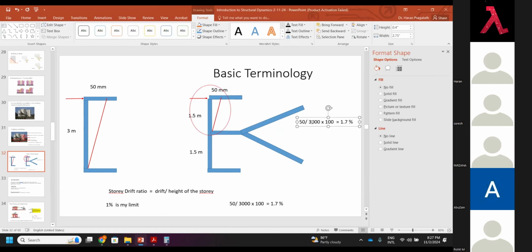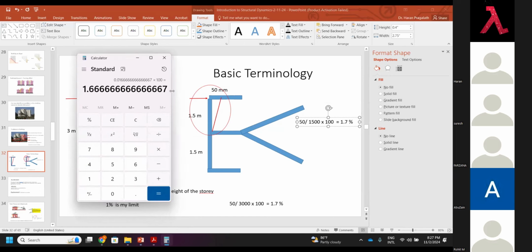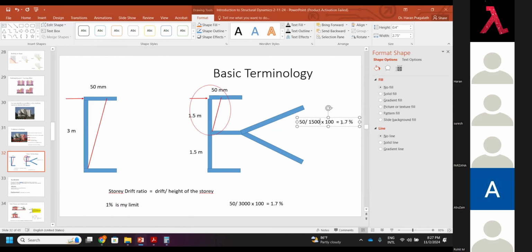it will be 50, but my dimension is 1500 into 100. So it will come exactly divide by 2 into 2. So I'll get here 3.33 percentage, my drift ratio. Let's say 4% is near to collapse. My 1% is fine.